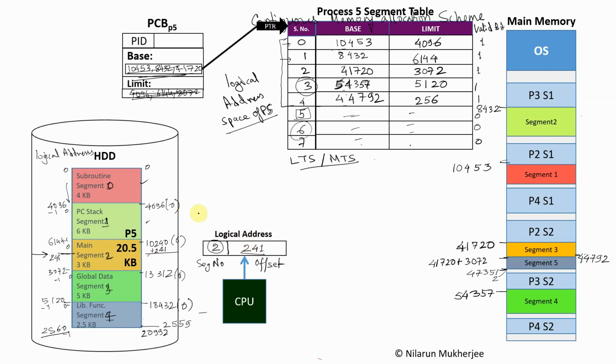But if we are having a contiguous memory allocation, it will say it is trying to access a single logical address. But here it will say I want to access segment 2 and offset 241. So how will the address mapping happen?